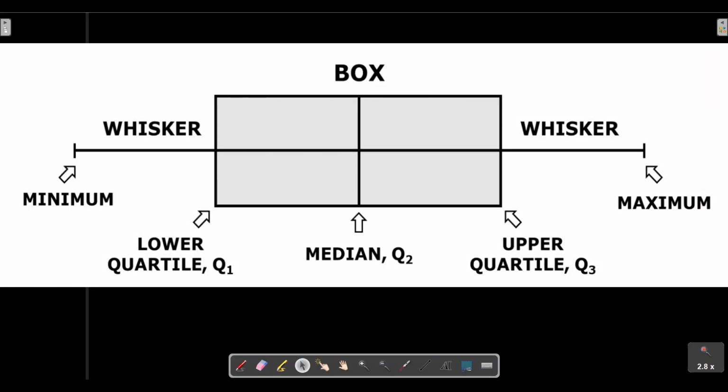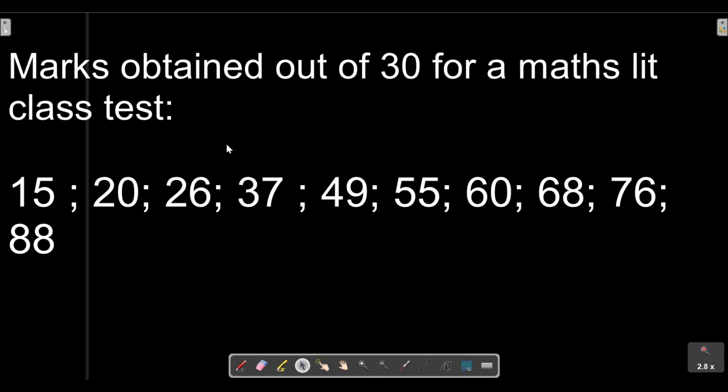Okay, we are talking about the first quartile, the second quartile or the median, the third quartile, and the maximum value. So these values are the 5-number summary.